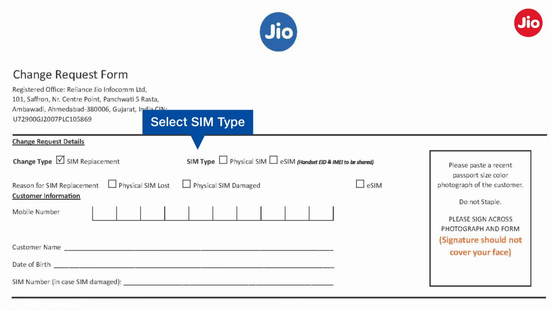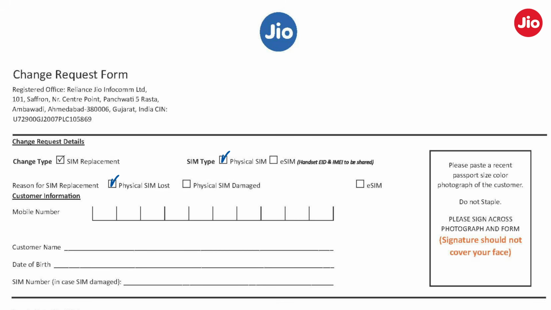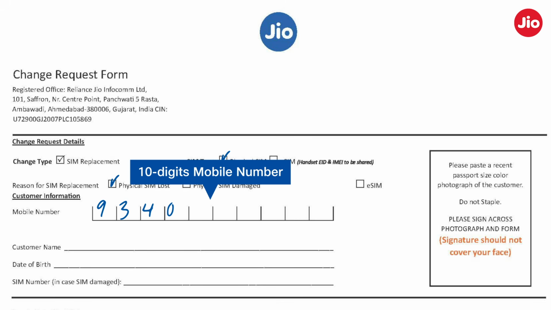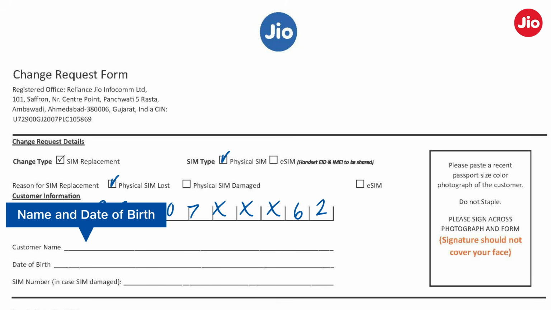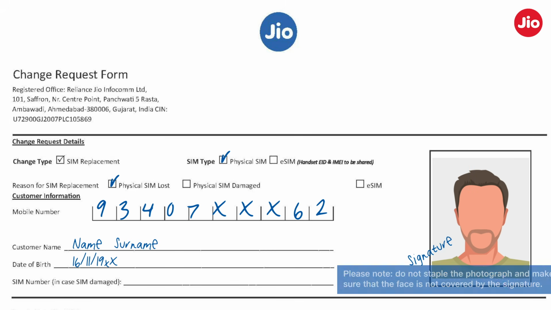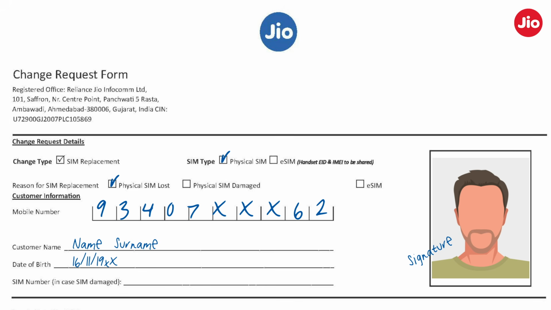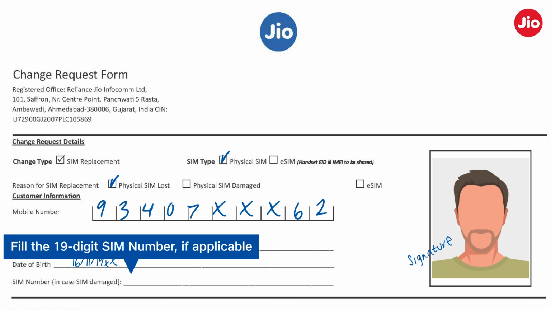First, select the SIM type. Next, tick the appropriate reason for SIM change request. And mention the 10-digit mobile number for which SIM replacement is to be done. Next, fill your name and date of birth as mentioned on your passport. Then, affix your colored passport photograph and sign across. Please note, do not staple the photograph and make sure that the face is not covered by the signature. Note, if the reason for SIM replacement is physical damage to the SIM, mention the 19-digit SIM number. Otherwise, leave the space blank.